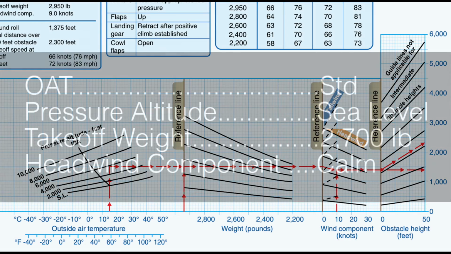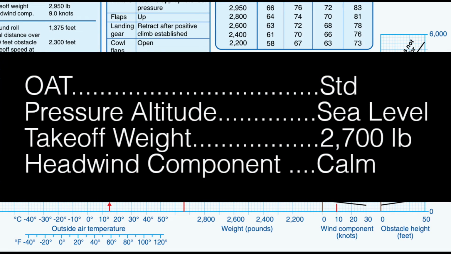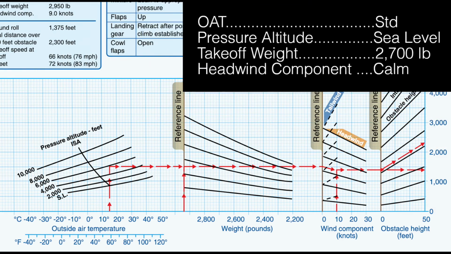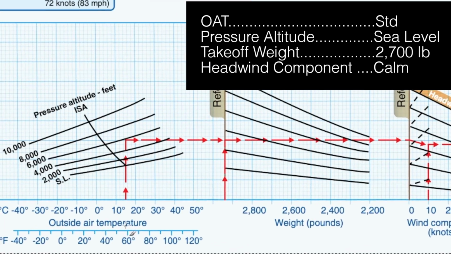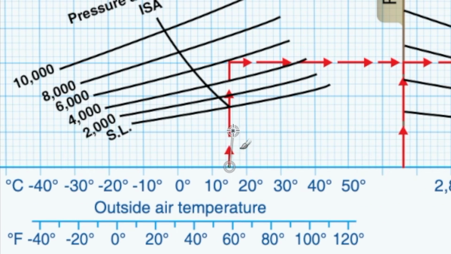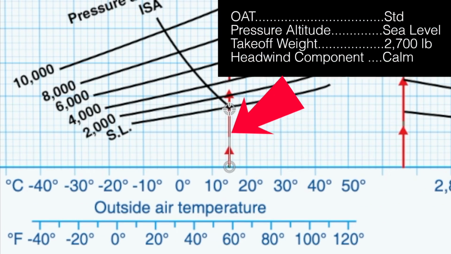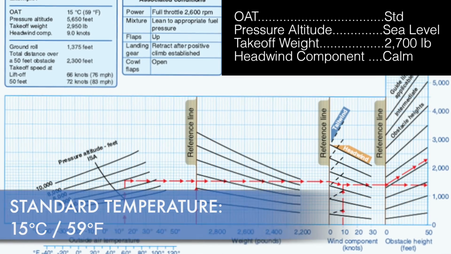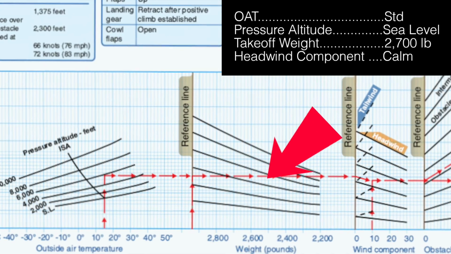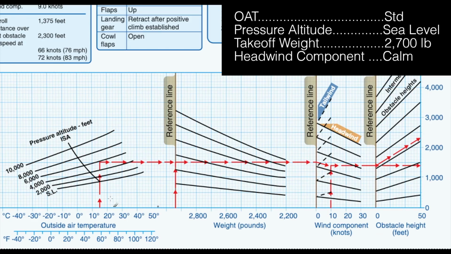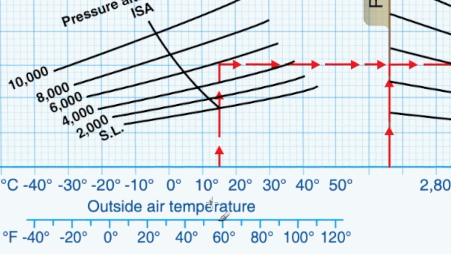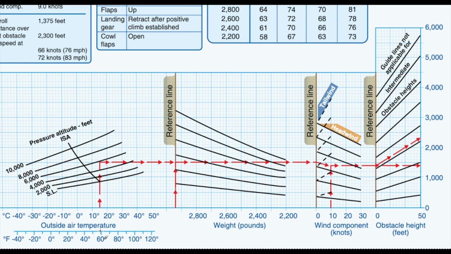We begin with the first item on the list with the outside air temperature being standard. Remember that standard temperature is 15 degrees Celsius and 59 degrees Fahrenheit. If you need help remembering this, you may like to use the beginning portion of these arrows as they happen to align with standard temperature. These red arrows are from an example question that's included in this chart. So we will start down here near the lower left area and position ourselves on the temperature scale over 15 degrees Celsius or 59 degrees Fahrenheit.